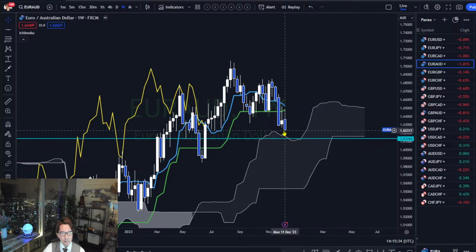And once the market reaches Senkou Span A, we never know if the market will be supported and go up or go into Kumo. We never know. So this we have to monitor closely in the months of December and January.